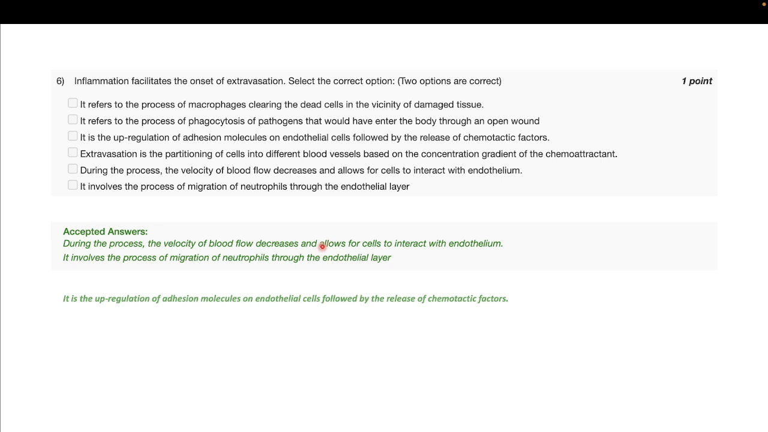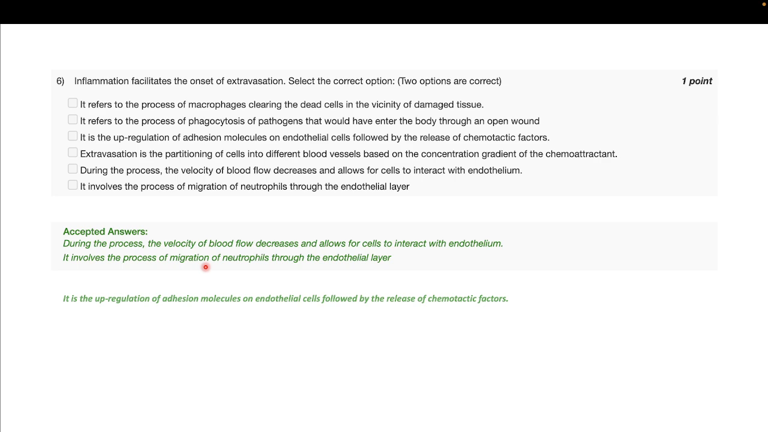So the correct option, actually there's some mistake, a printing mistake with this particular question. So there are actually three different correct options in this question. The first is: during the process, the velocity of blood flow decreases and allows for cells to interact with endothelium. So whoever answered, part of your answer was correct. You have got the one correct option.